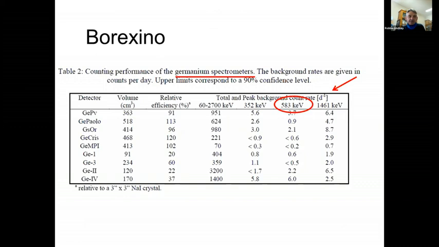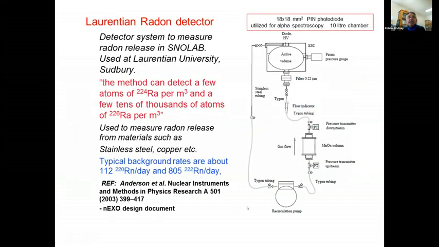People like the Borexino, which is the Italian group, are also looking at these kinds of underground measurements. They had some of the best germanium spectrometers in the world. Also, many of these measurements are taken underground. 583 keV is one of the lines in the thorium decay, and they are looking for backgrounds which are of the order of less than one count per day. One count per day, not one count per second or one count per hour or whatever. Those are the sort of limits which people are pushing in this kind of thing.